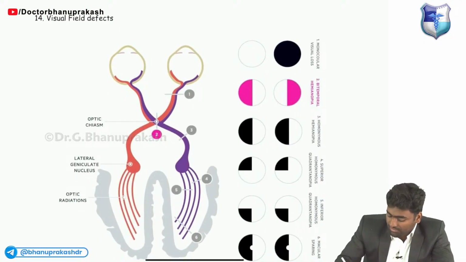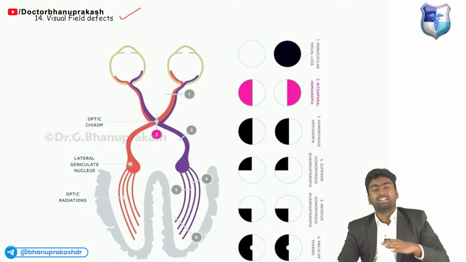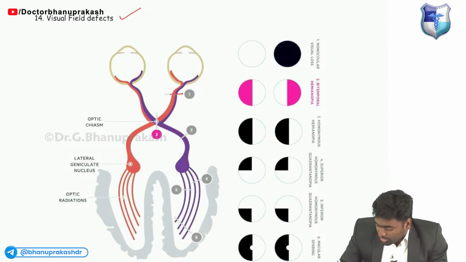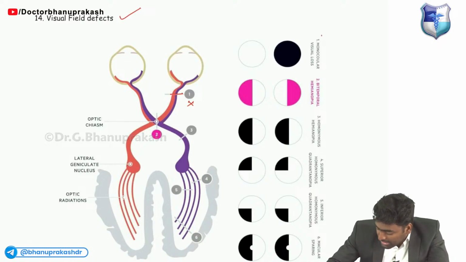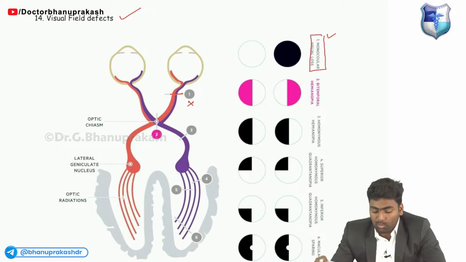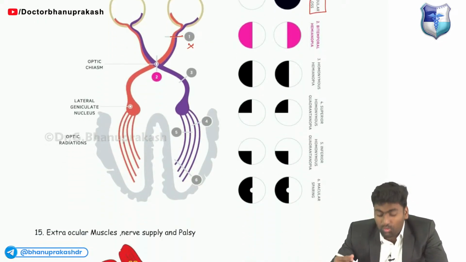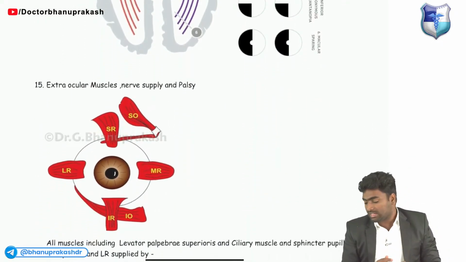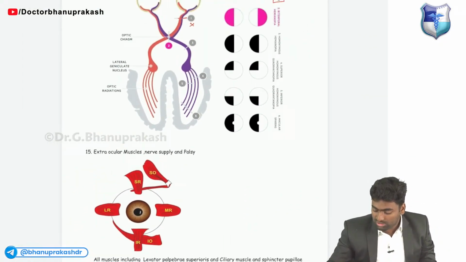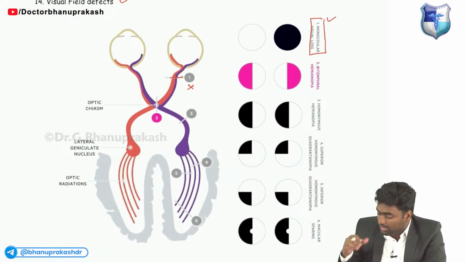Next one is the visual field defect. If there is an injury at the level of the optic nerve, it will result in monocular blindness. Whereas for the lesions next to it, it will result in injuries of both sides.